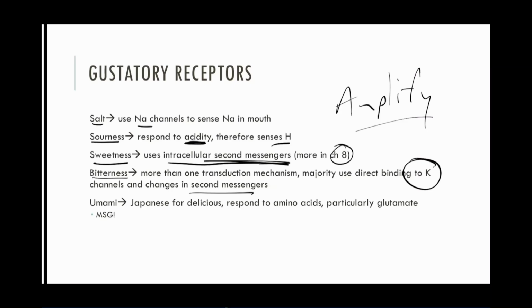The last one is umami, which is just Japanese for delicious. It responds to amino acids, particularly glutamate, which is your MSG. What is glutamate?